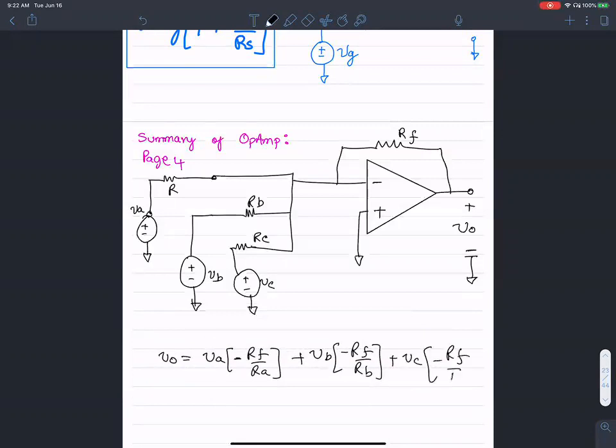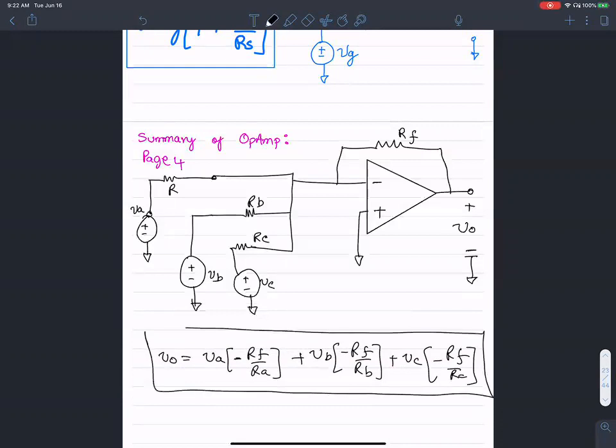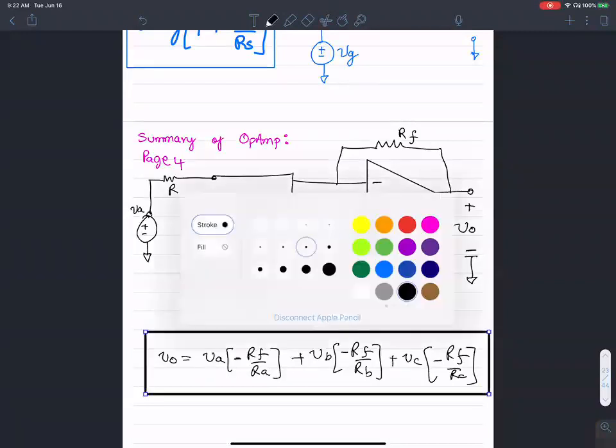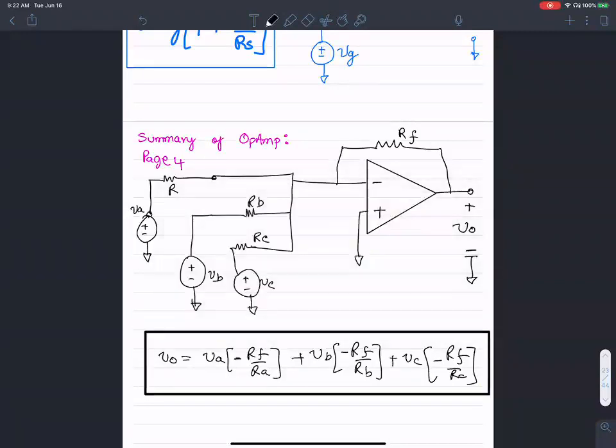So V output is VA times negative RF over RA, plus VB times negative RF over RB, plus VC times negative RF over RC. Excuse me if this is boring you a bit, but I like to repeat myself a bunch of different times and beat certain concepts to death. So that's the idea of a summing amplifier. It's inverting.